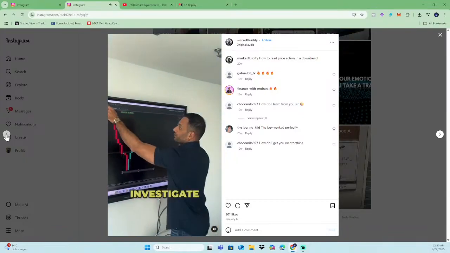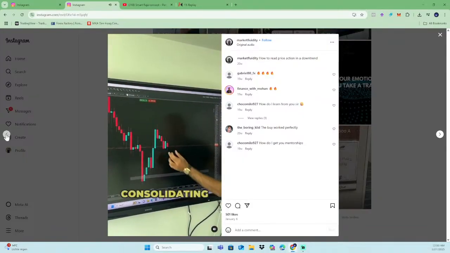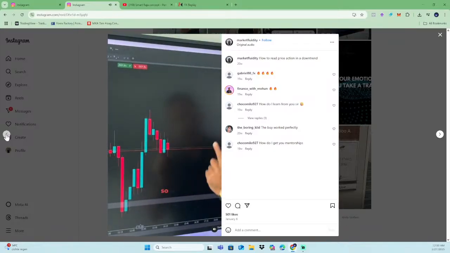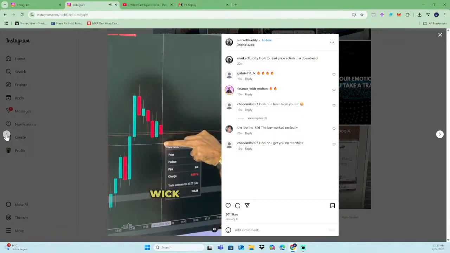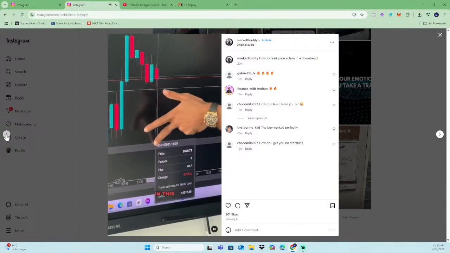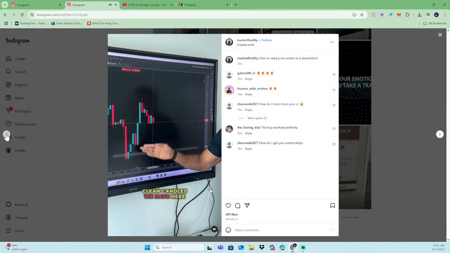Because now when we investigate this on the 15-minute time frame, we can see how the 15-minute candles are basically consolidating, printing side by side. So you need a 15-minute candle to break below this wick and then continue pushing down in this 40 to 41 pip range, because look how many clean candles we have here to the left-hand side.